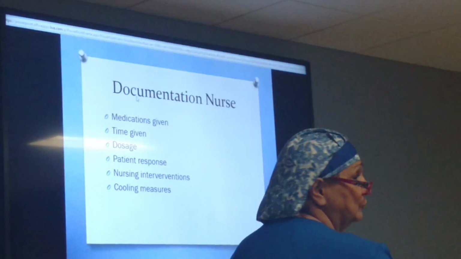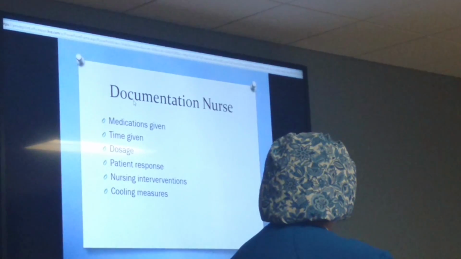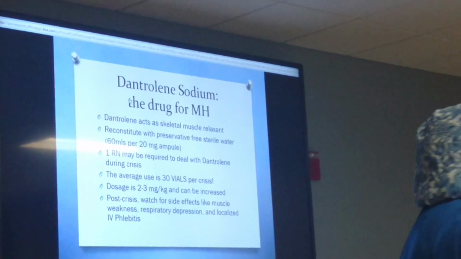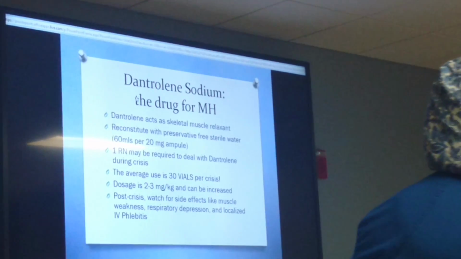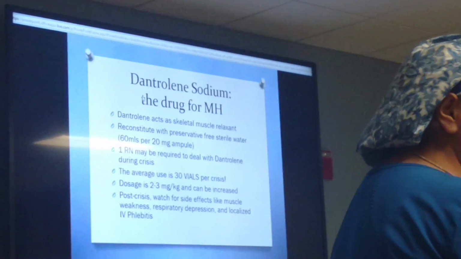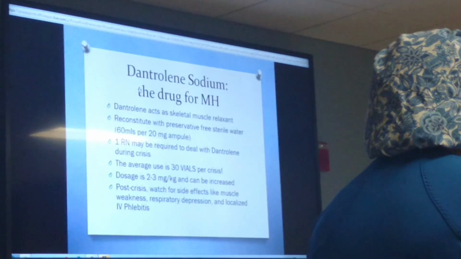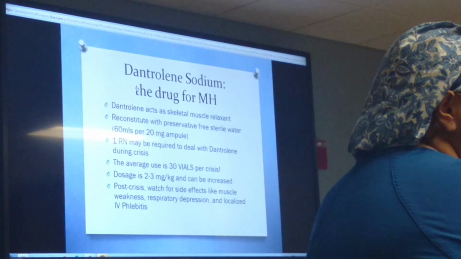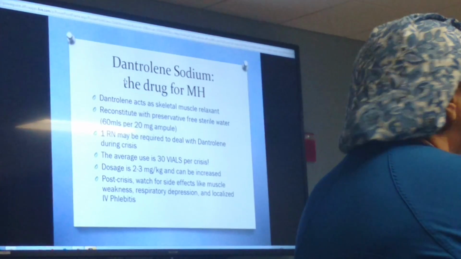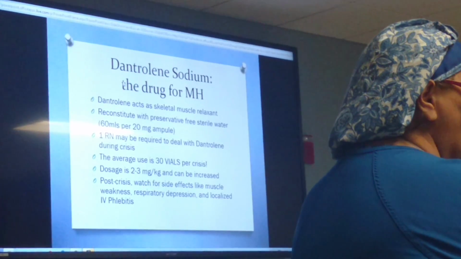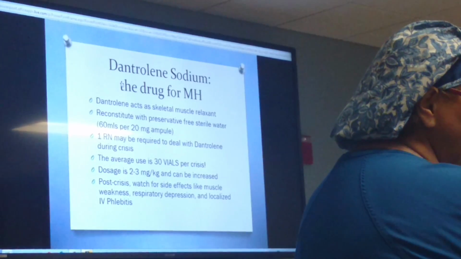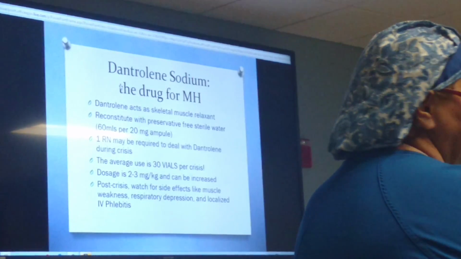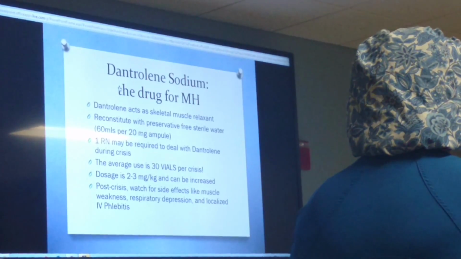Okay, so dantrolene is the drug for malignant hyperthermia that we use here at Methodist Hospital. Okay, so it acts as a skeletal muscle relaxer. Remember, your patient's muscles are really, really tight. We need to free that up and get those loosened up. You want to constitute with preservative-free sterile water, which is 60 mLs for every 20 mg vial. So remember, you could use up to 30 vials per episode. So just keep on mixing, okay? Just keep on mixing. The average use is 30 vials per crisis, and the dosage is usually 2 to 3 milligrams per kilogram, but it can be increased.